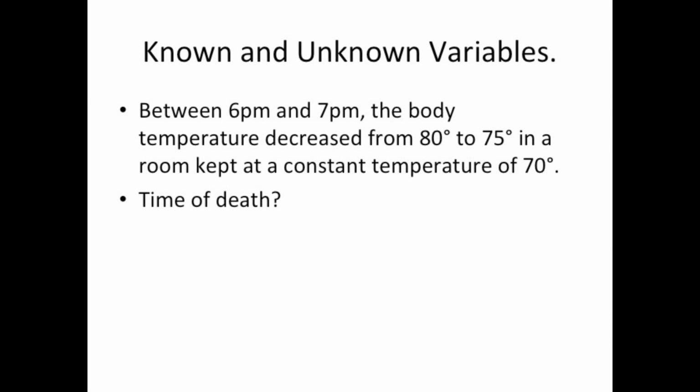First, we'll be analyzing our known and unknown variables. Between 6 p.m. and 7 p.m., the body temperature decreased from 80 degrees to 75 degrees in a room kept at a constant temperature of 70 degrees. And our unknown variable is the time of death.